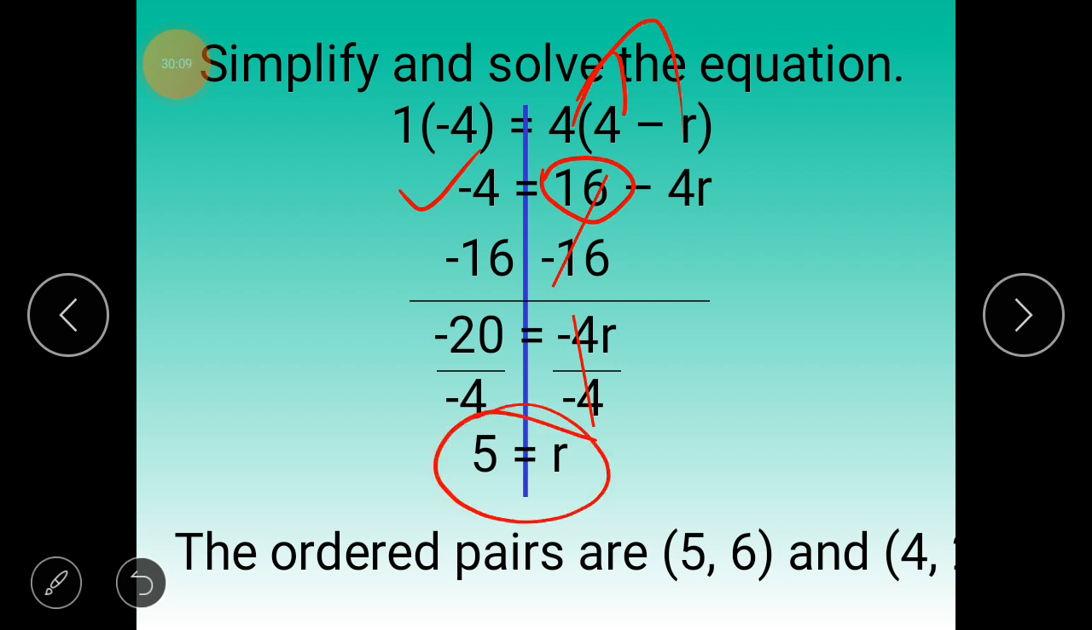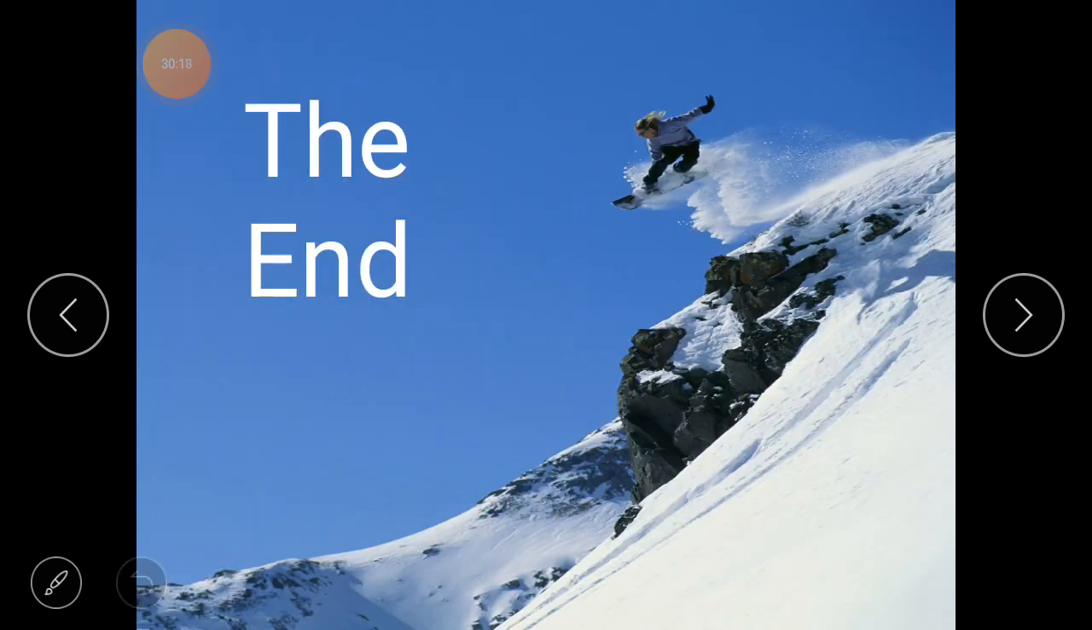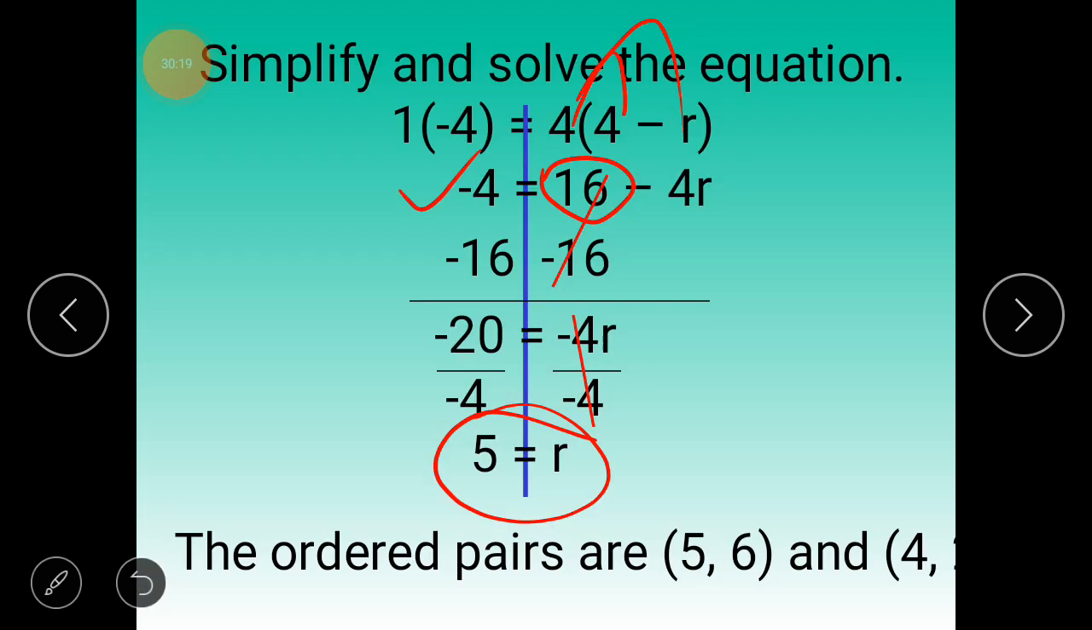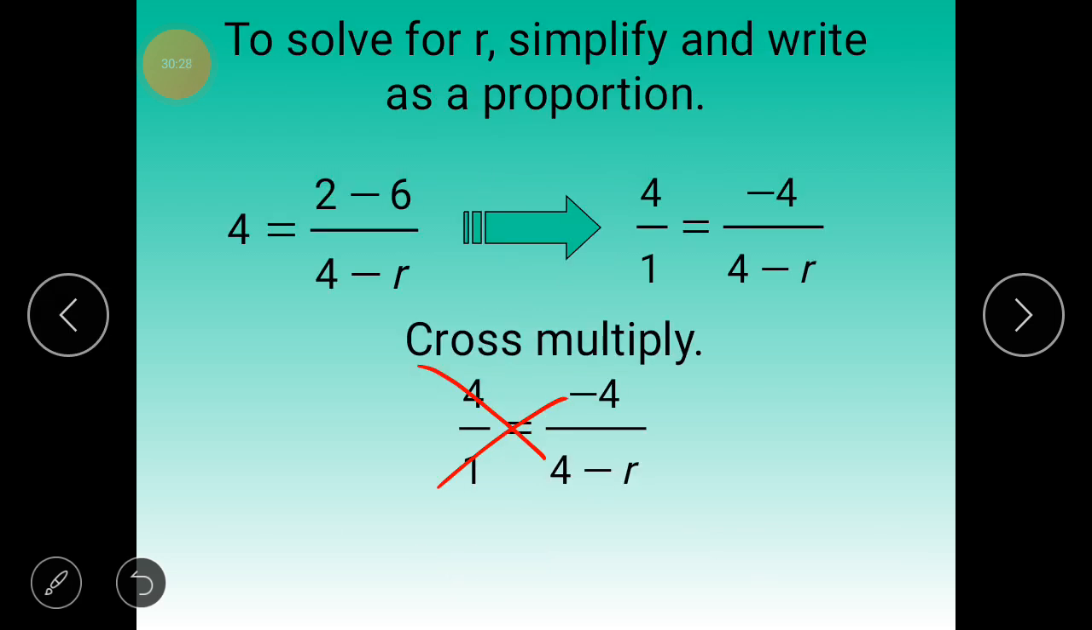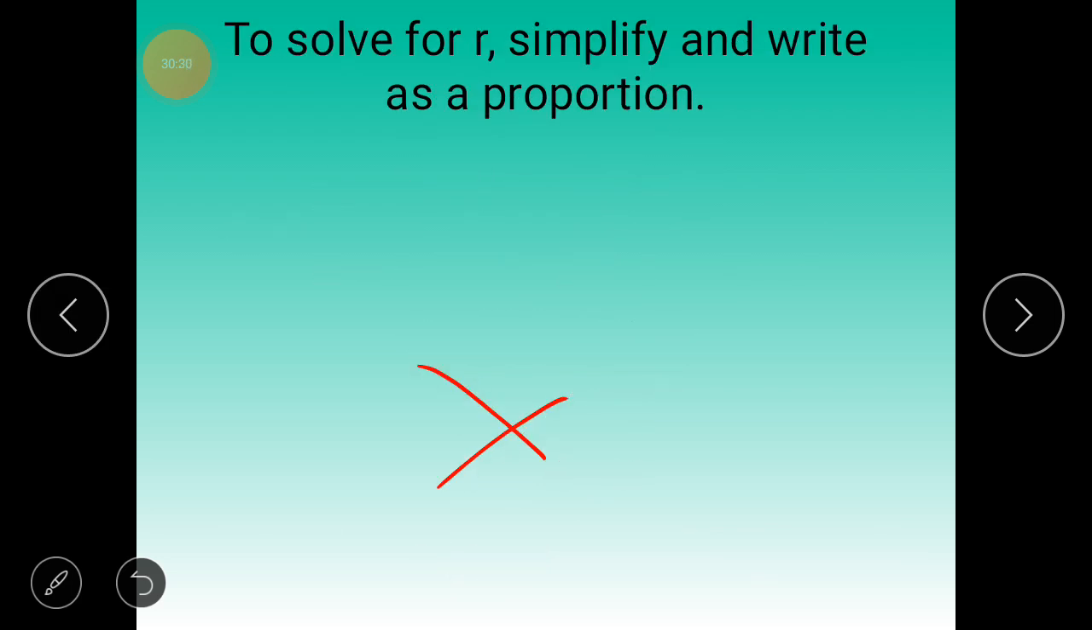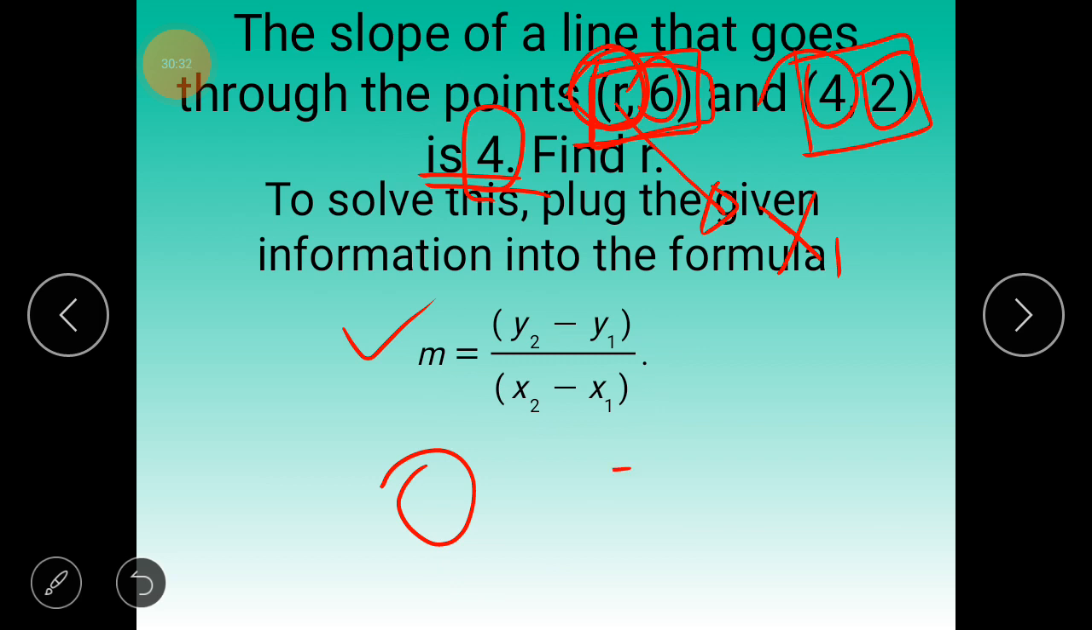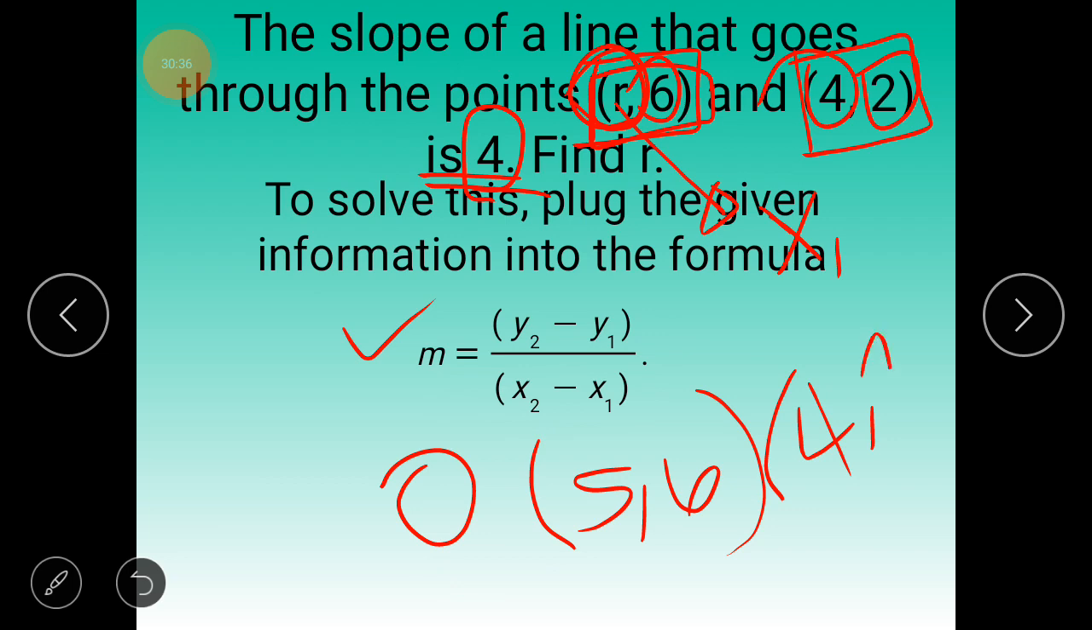Negative 20 divided by negative 4, negative divided by negative is equal to positive. Okay, so therefore, the ordered pair is (5, 6) and (4, 2). X sub 1 is 5.